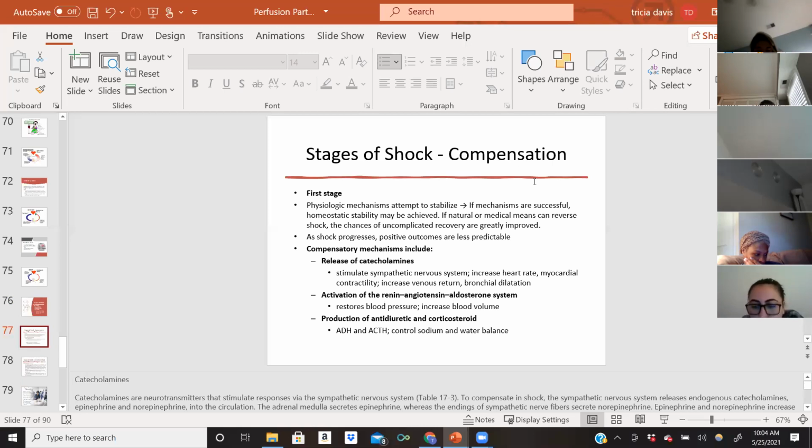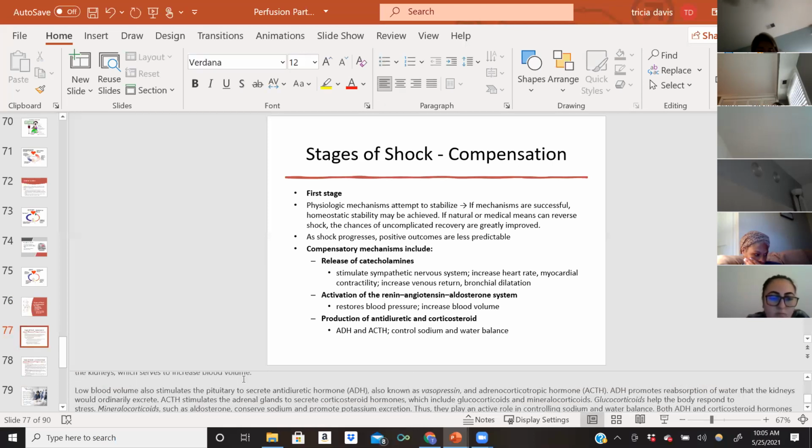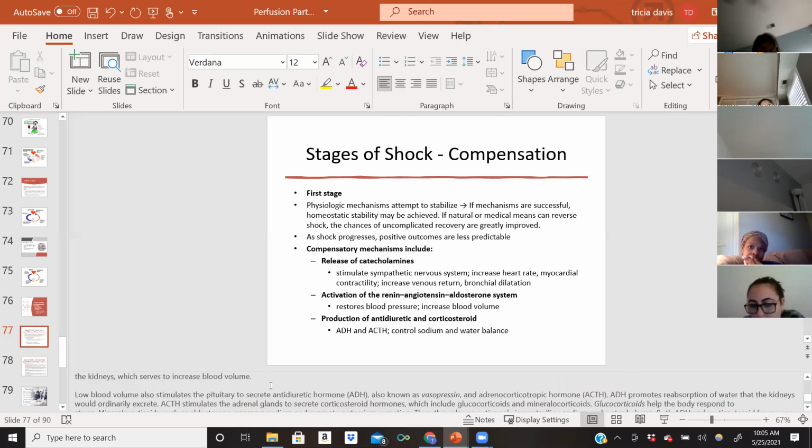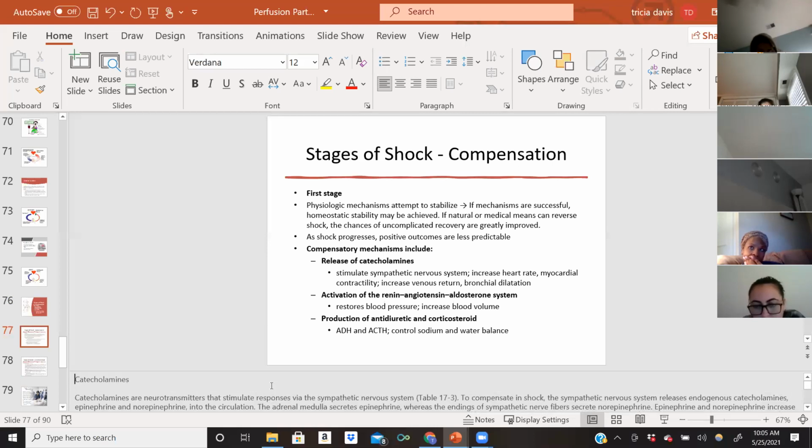The activation of that renin-angiotensin-aldosterone system, this is the system that we use to restore our blood pressure, and it's going to increase our blood volume. And then the production of antidiuretic hormone and corticosteroids. So this is our ADH and our ACTH, which help control our sodium and our water balance. And I did put some stuff down here in the notes for you guys that talks exactly how that whole compensation system works. So you guys should read that. It breaks everything down.